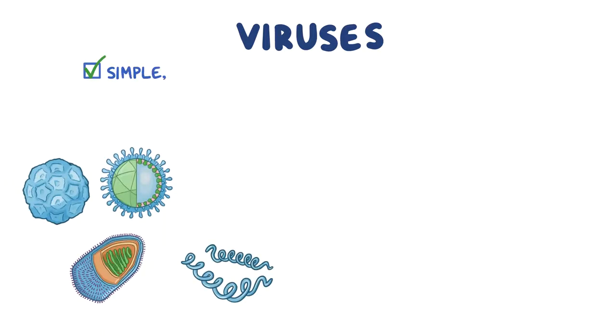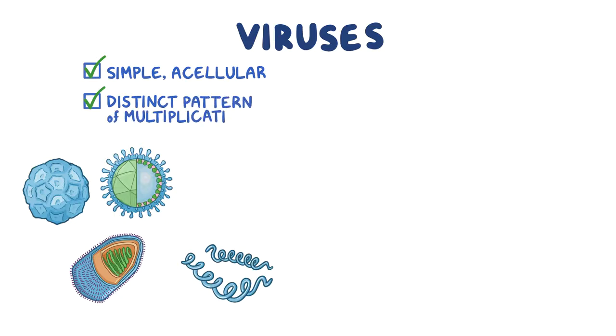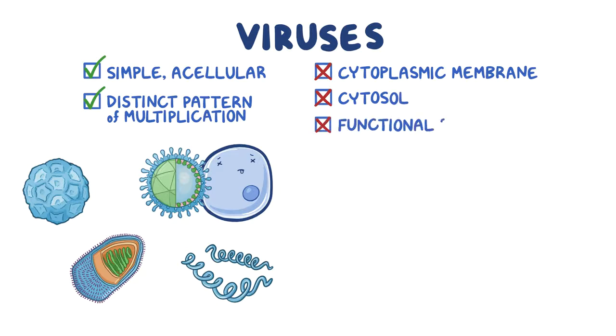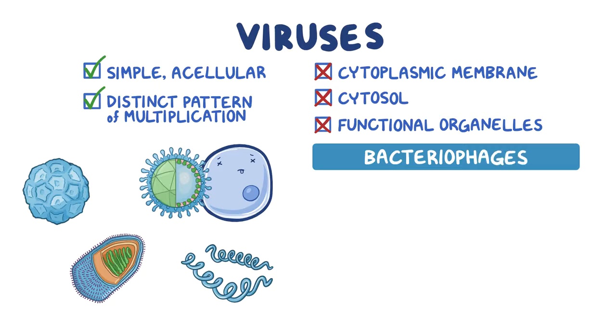Viruses are a unique group of pathogens with a simple, acellular organization and a distinct pattern of multiplication. Despite their simple structure, they are a major cause of disease. They have no cytoplasmic membrane, cytosol, or functional organelles, but they can infect all types of cells, and numerous viruses can also infect bacteria, which are called bacteriophages.